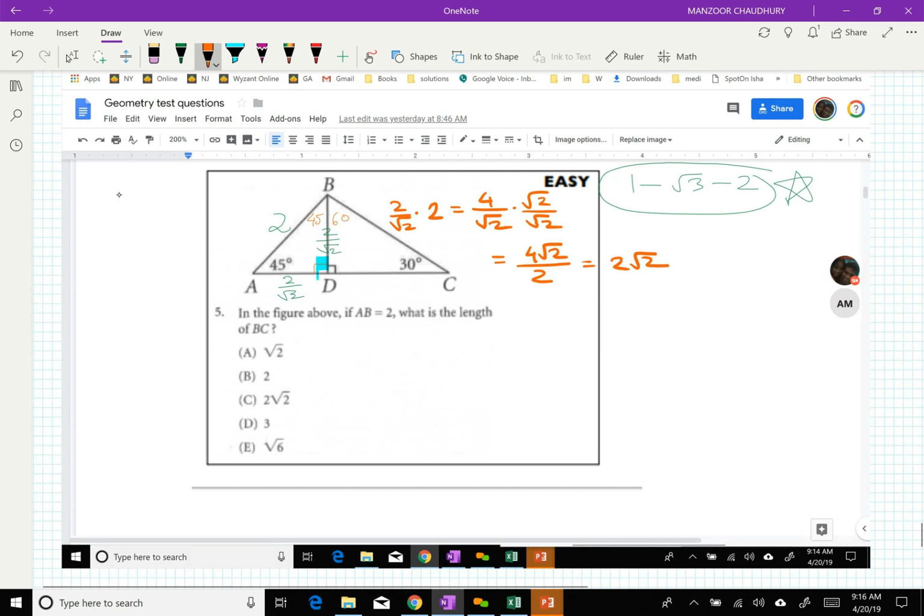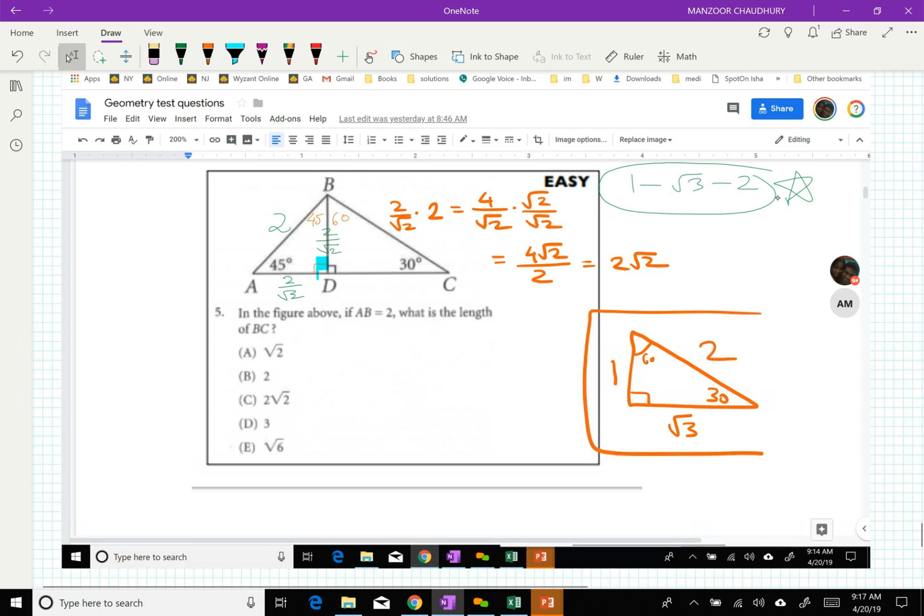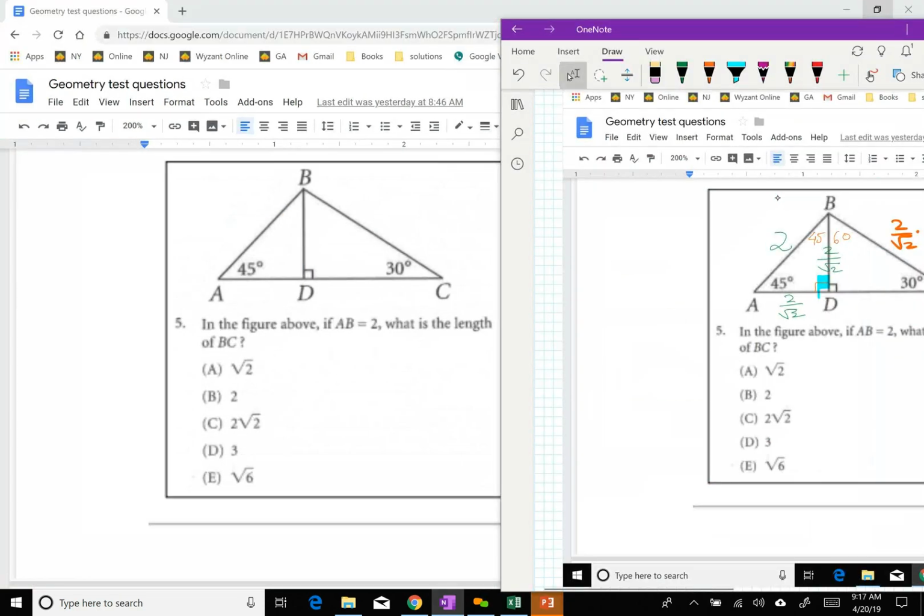Got it. So what side does the 1 and then the square root 3 and the 2 correspond with? If you have, let me draw this here. Opposite of 30 will be 1. Opposite of 60 will be root 3. Opposite of 90 will be 2. Got it. Yep.